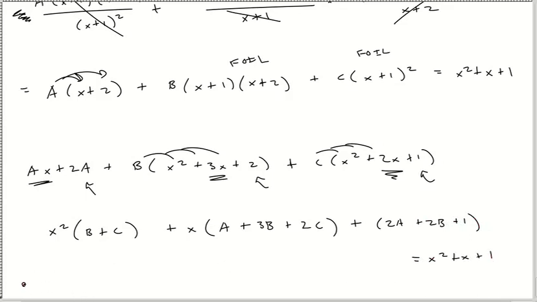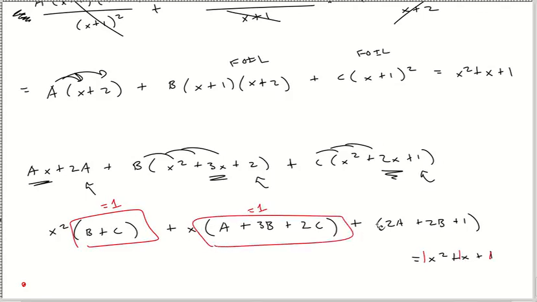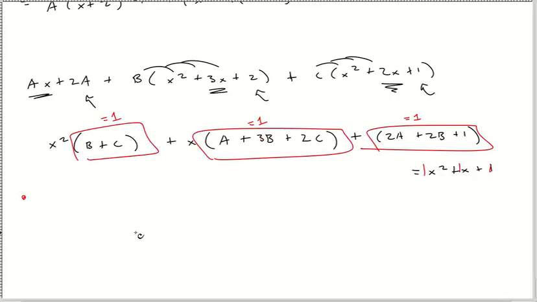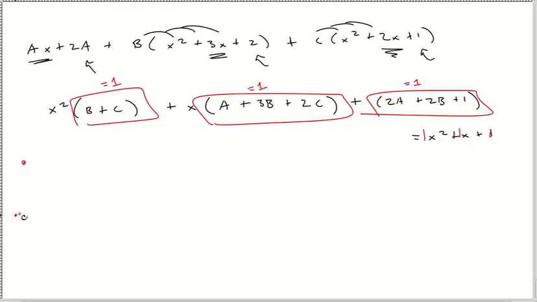Note some things. This is a 1. This is a 1, and that's a 1. So this term right here equals 1. This term right here equals 1. This one right here equals 1. 1, 1, 1. Awesome. How does that help us? It doesn't. Well, it doesn't hurt us, at least.